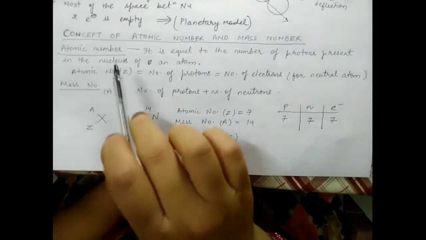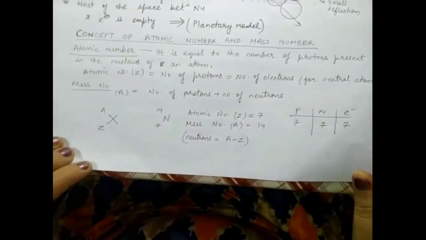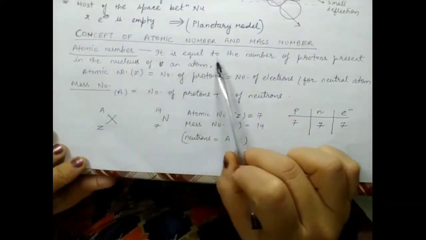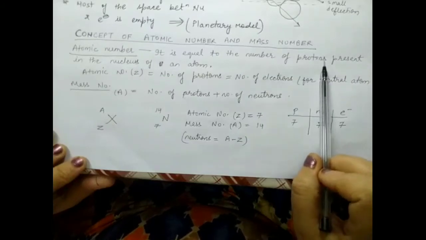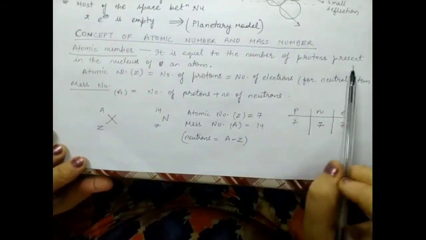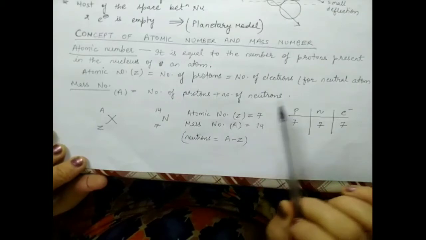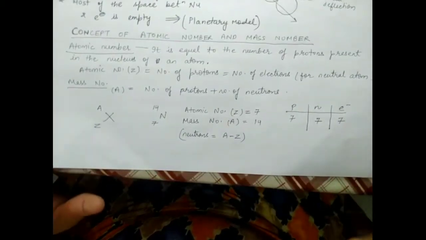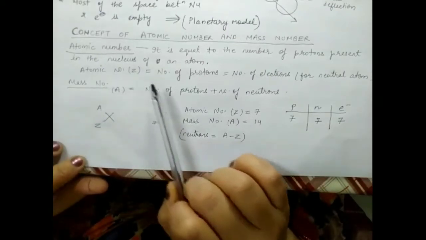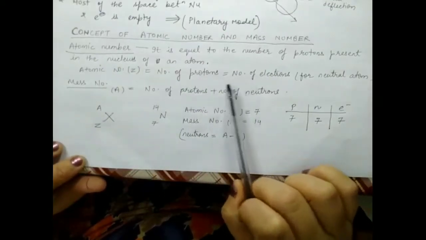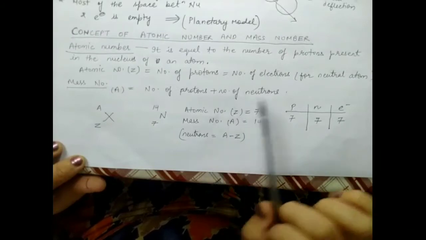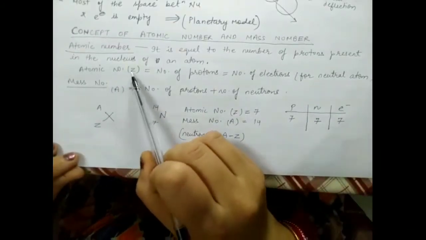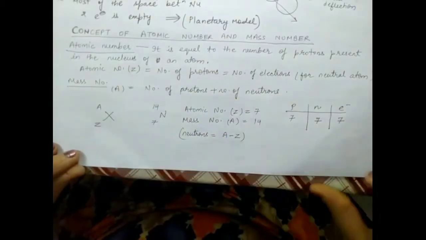The first concept is atomic number. What is the meaning of atomic number? Atomic number is always equal to the number of protons, and protons are present in the nucleus of the atom. If your atom is a neutral atom, meaning it does not have any positive or negative charge, atomic number is equal to the number of protons, that is equal to the number of electrons, because for a neutral atom protons and electrons are always equal. This atomic number is symbolized as Z.